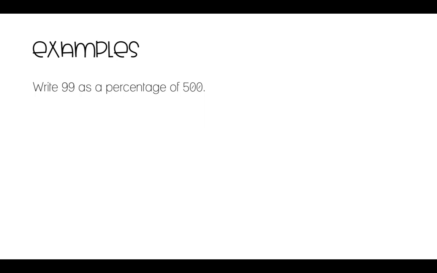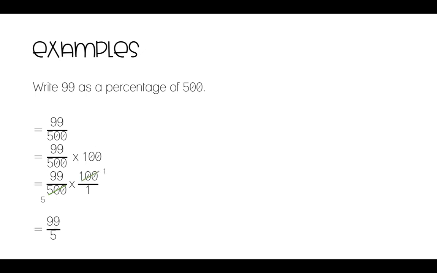Write 99 as a percentage of 500. So I want you to pause this now, go and do the question, and then come back. So 99 out of 500. So we write 99 out of 500. Multiply that by 100 or 100 over 1. Then we're going to simplify it down. So 100 goes into 500 5 times and into 100 once. So we end up with 99 over 5.